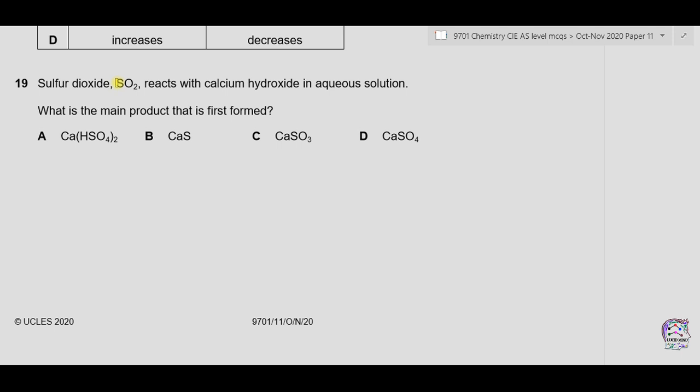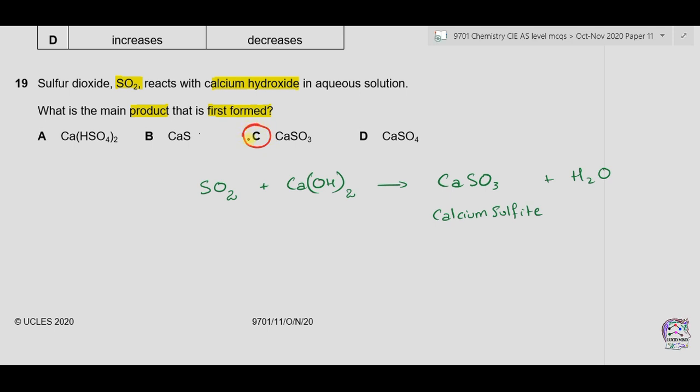Question number 19. Sulfur dioxide reacts with calcium hydroxide in aqueous solution. What is the main product that is first formed? We can write the equation: sulfur dioxide plus calcium hydroxide forms calcium sulfite along with water. So therefore calcium sulfite is formed. So the answer is C.